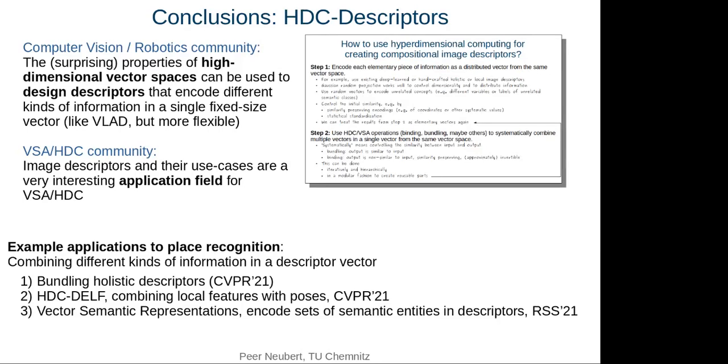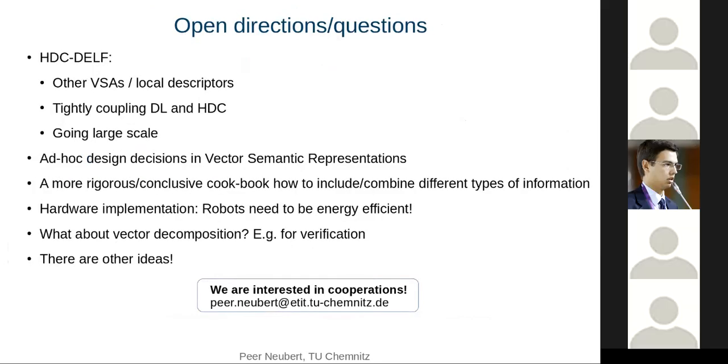So finally, we have a lot of open directions and questions. We are really looking for collaborations to answer or work on some of those questions. For example, evaluate other VSAs and local descriptors for this HDC DELVE approach. Try to tightly couple deep learning and HDC. Currently, we just take the deep learning pipeline off the shelf and then apply hyperdimensional computing, but maybe it's a good idea to have some tight coupling between the two. And of course, going large scale.